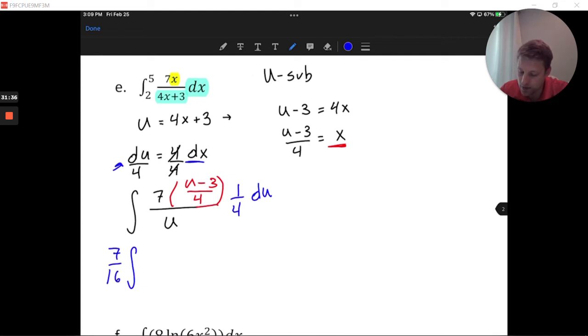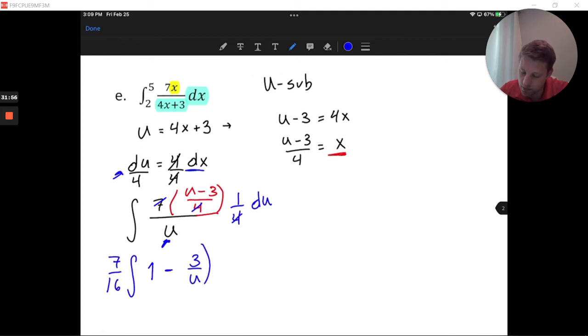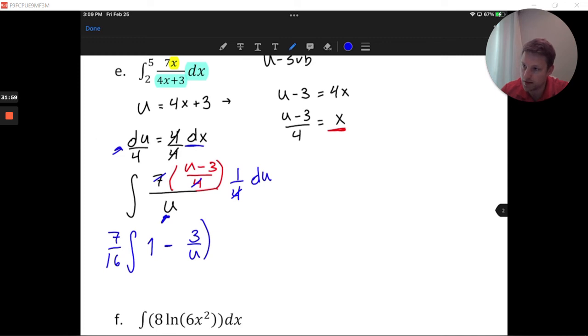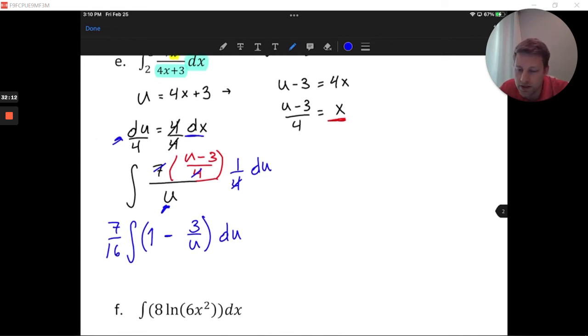And then if those are all taken outside the integral, we really have u minus 3 divided by this other u. So this really becomes just u over u, or 1, minus 3 divided by u. And then you can keep that as just du on the outside. So there we go. So that would be my simplified integral.